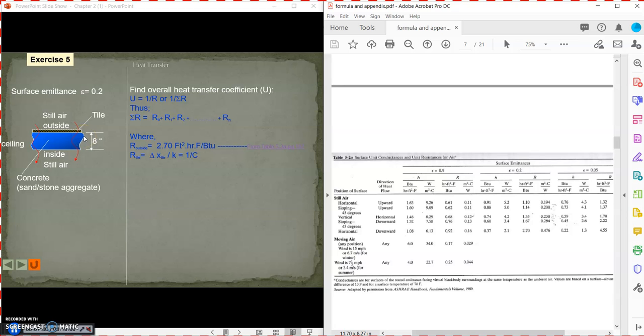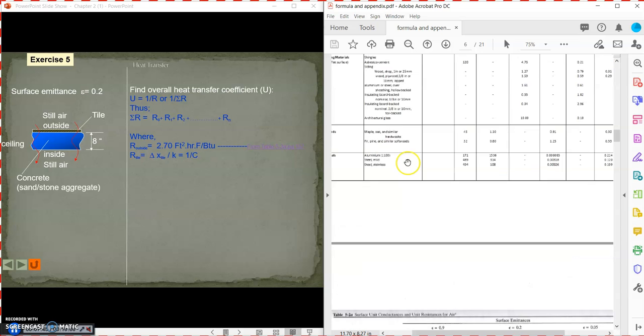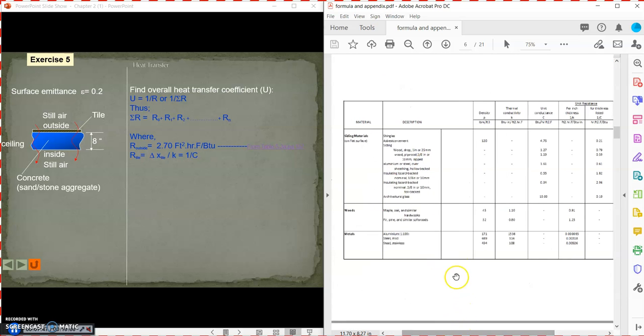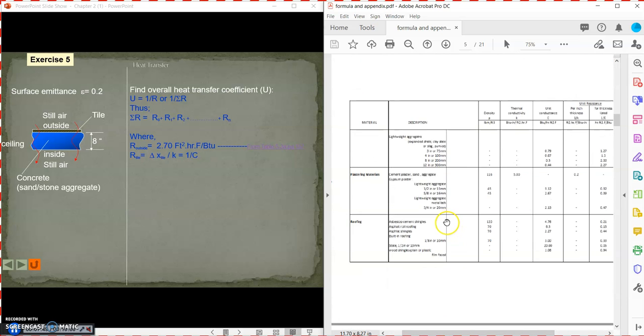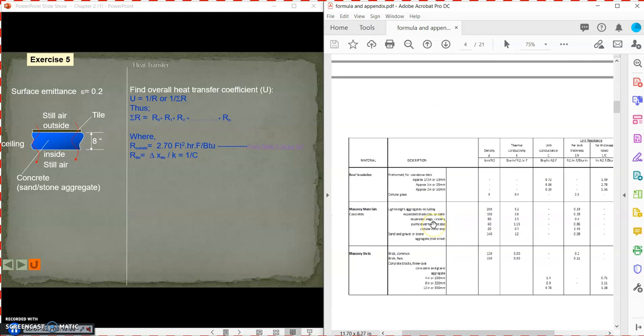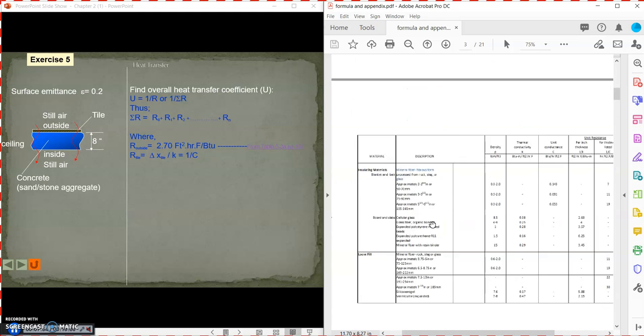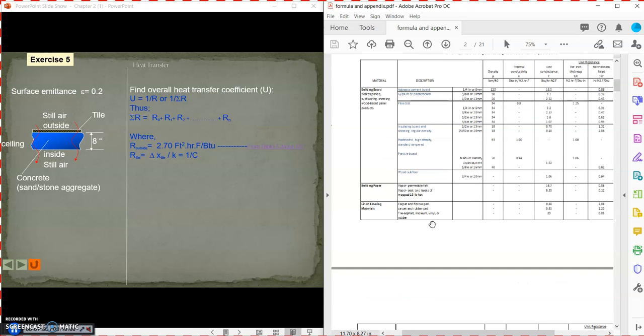R tile is delta X over K, or you can use 1 over C. So let's look into the finished flooring material here. As you can see, like the previous one, the unit conductance is C for the tile, and then we just straight away use 1 over 20 here, and then we got the R tile is 0.05.